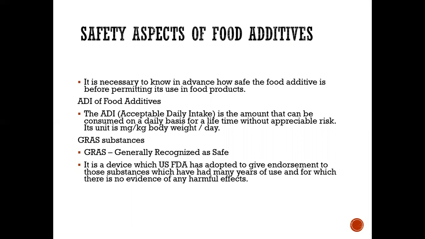Okay. Now there is another term which you need to know, which is GRAS. GRAS substances mean generally regarded as safe. For example, salt and sugar are GRAS additives. This was introduced by the US Food and Drug Administration, to give endorsement to those substances which were used for many years and which do not have any evidence for harmful effects. That is why they are called generally regarded as safe, or GRAS. This question, what is GRAS, was once asked in the NET exam. So please make note of all these terms.